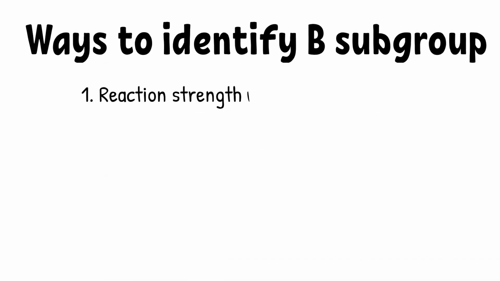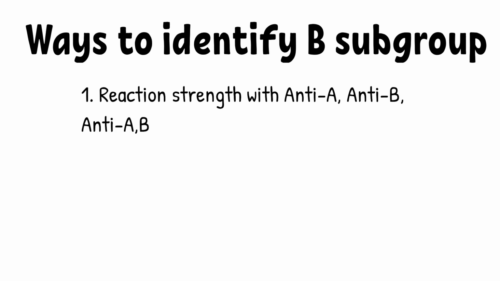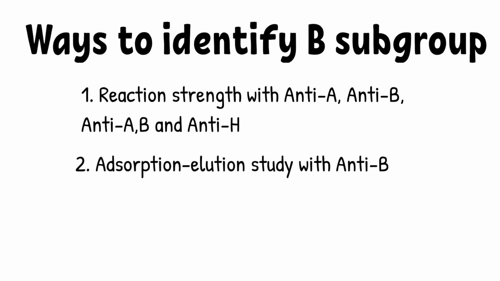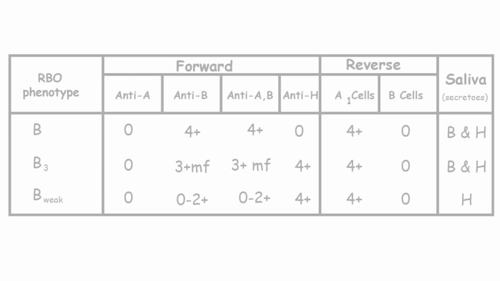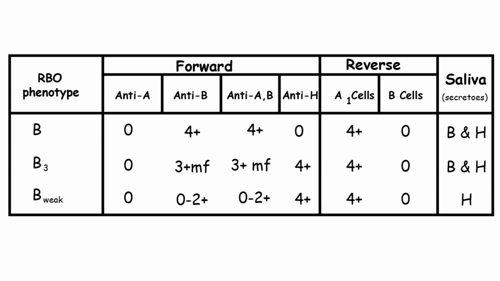Subgroups of B are rare and much less frequent than A subgroups. There are a few techniques that can be used to identify weak B subgroups. First, strength and type of agglutination with anti-A, anti-A,B, and anti-H. Second, adsorption elution study with anti-B. Third, the presence of B substance in saliva. Fourth, molecular testing. Here is a table showing reactivity of B subgroups.